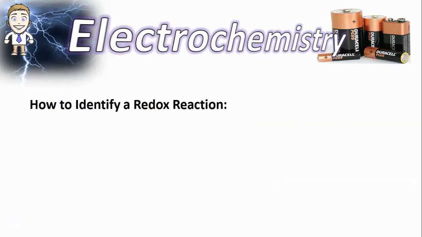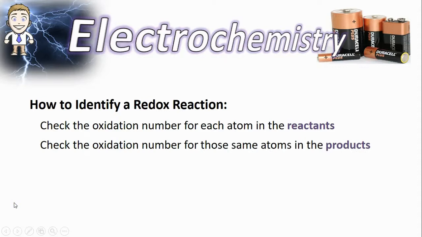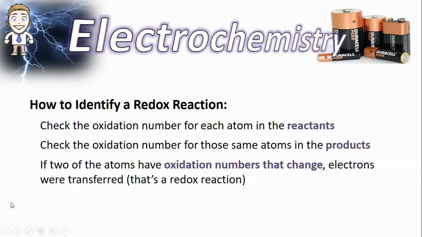Lastly, we'll take a look at how to identify redox reactions. Pretty much you just have to check the oxidation numbers for all the atoms in the reactants, then check the oxidation numbers for those same atoms in the products, and once you've done that, look to see if any oxidation numbers have changed. If oxidation numbers have changed, that means electrons must have been transferred. That means you've got yourself a redox reaction.